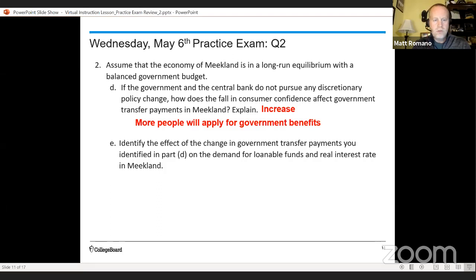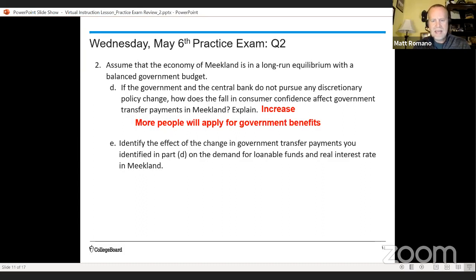All right, part 2E. Identify the effect of the change in government transfer payments you identified in part D on the demand for loanable funds and real interest rate in Meek Land. Okay, so we just said that there's going to be an increase in transfer payments. The government is spending more money.